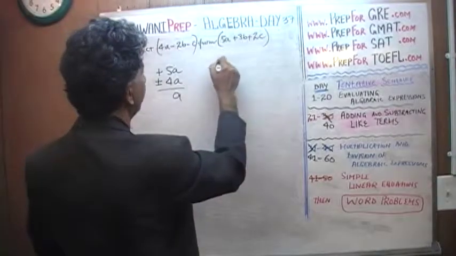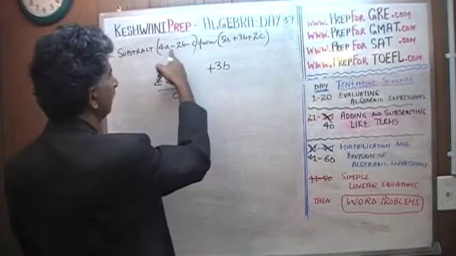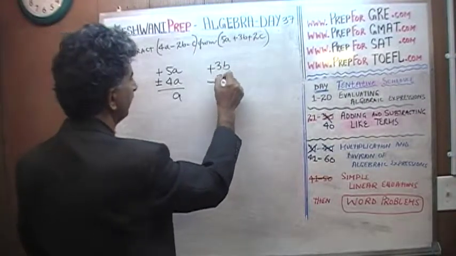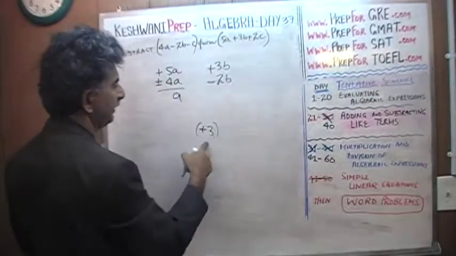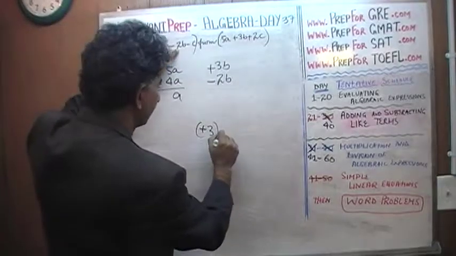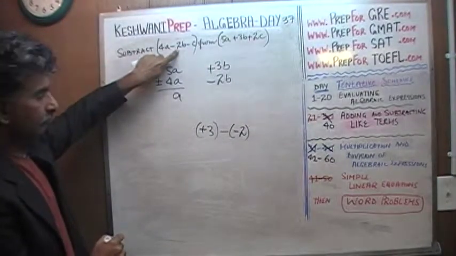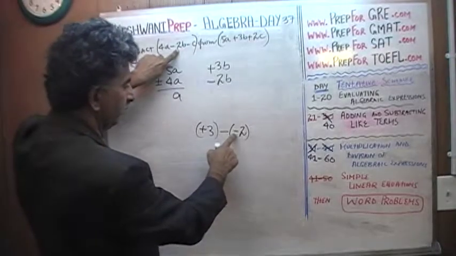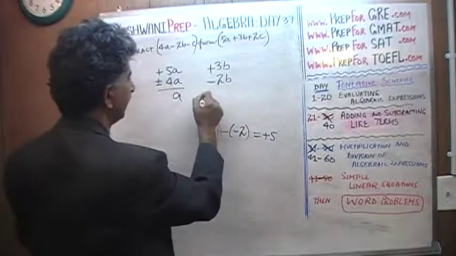Similarly, we take our 3b. Watch what happens here. Here 3b has a positive sign. This has a negative sign, negative 2b. So what happens when you have a positive 3 and we are asked to subtract negative 2? Positive 3, and subtract from it a negative 2. You see? When you subtract a negative number, a negative and a negative becomes positive and you end up with a positive 5.